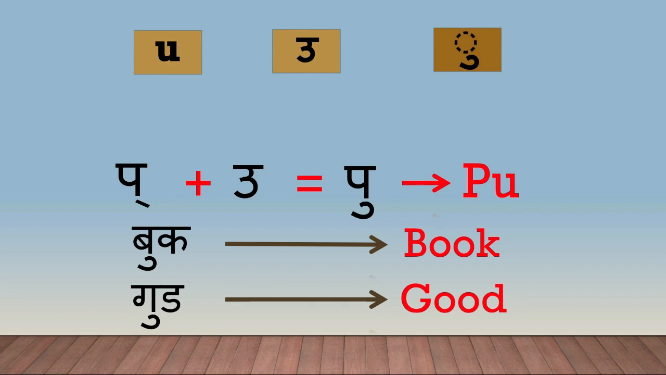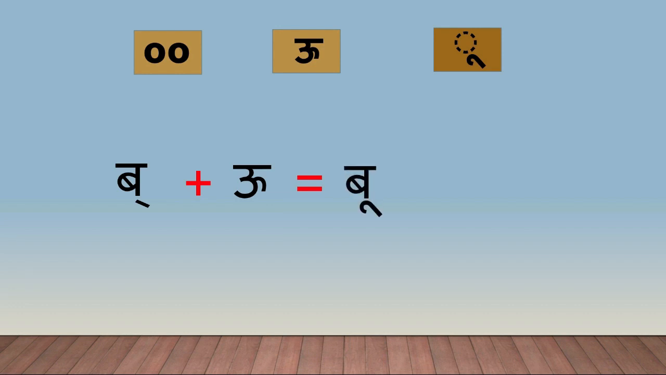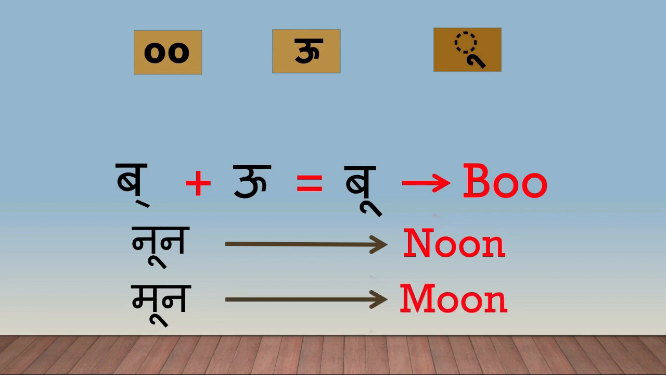Another sound is long oo with the sign of long oo ki matra. B plus oo. It gives a sound of boo. In English, it's b double o, boo. As a word we pronounce as noon. In English, it's n double o n, noon. Next, moon. In English, it's m double o n, moon.